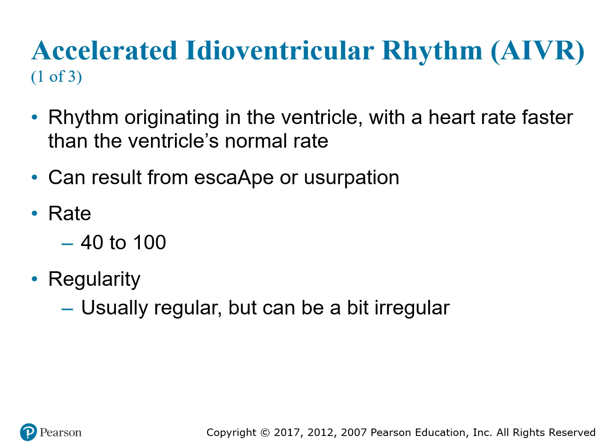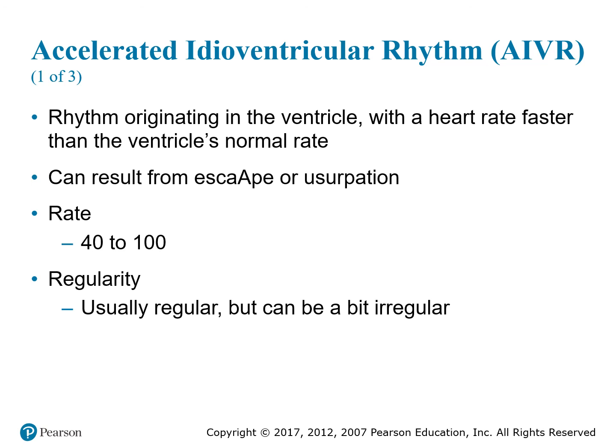The next rhythm we'll talk about is the Accelerated Idioventricular Rhythm, or AIVR. And this will be the last rhythm we'll talk about today. An accelerated idioventricular rhythm, or AIVR, exists when two or more ventricular beats occur in a row at a rate of 41 to 100 beats per minute, or 40 to 100 beats per minute. Some cardiologists consider the ventricular rate range of an AIVR to be 41 to 120 beats per minute. This is according to the cardiologist's point of view.